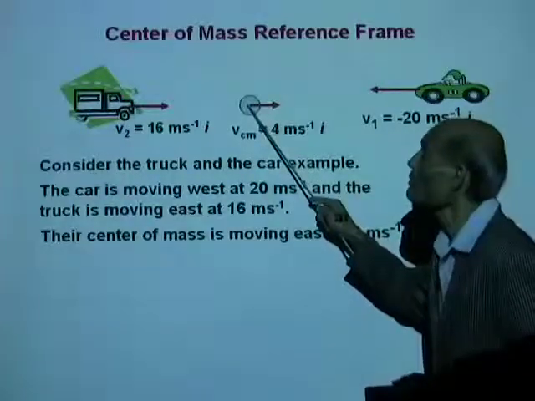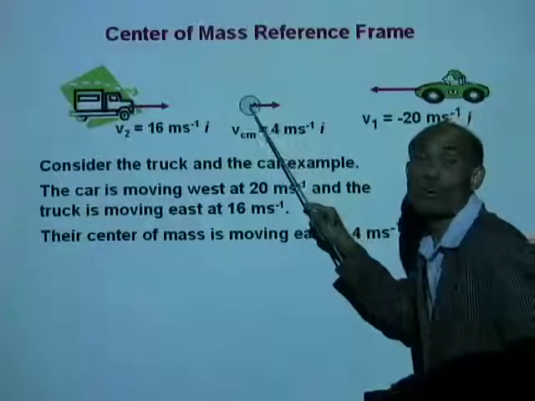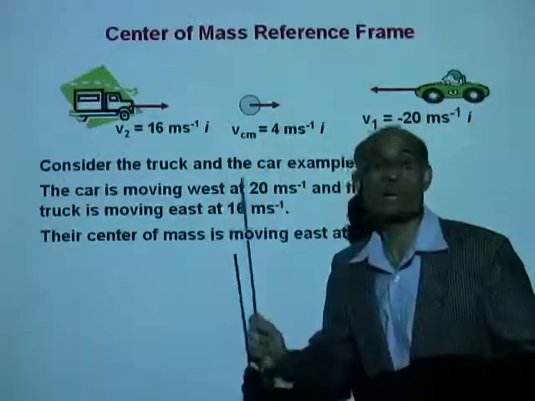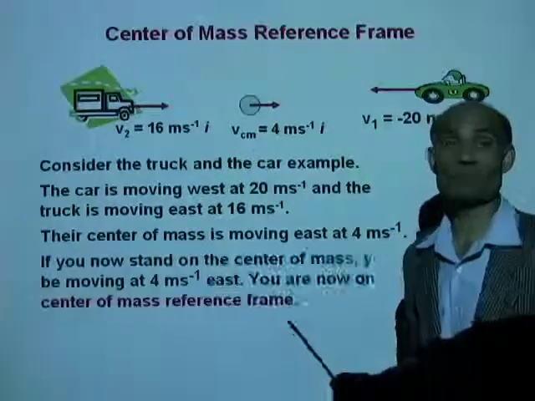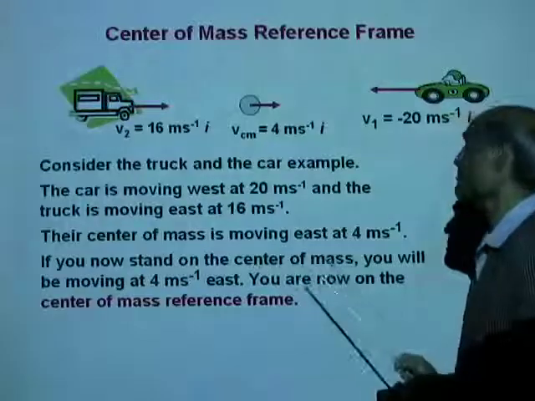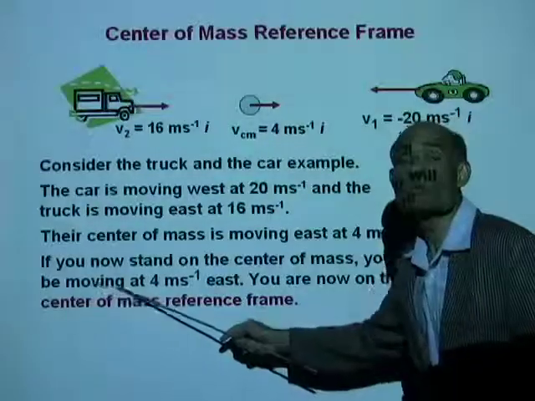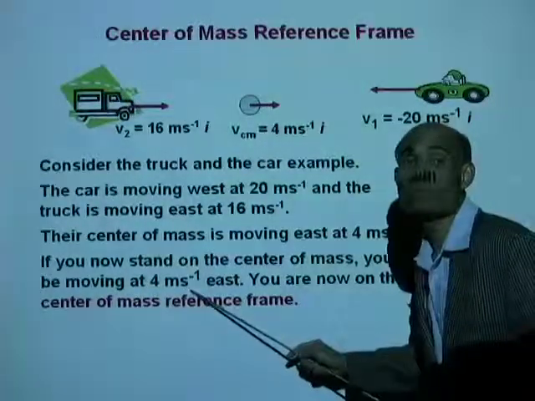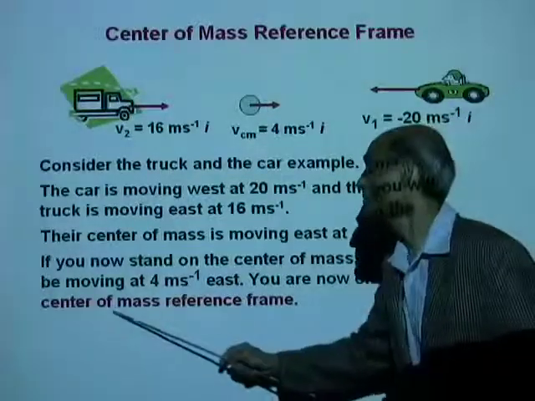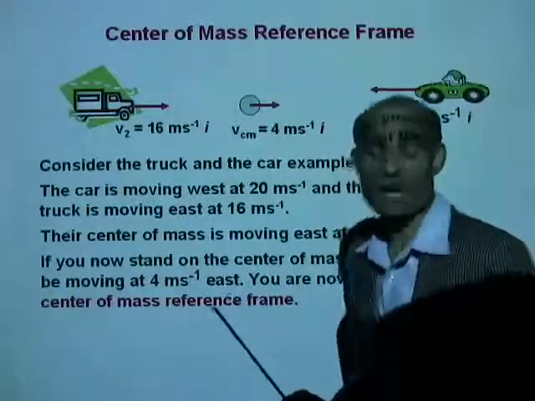So we are now going to observe from the center of mass. We are going to use the center of mass as the reference frame. So if you now stand on the center of mass, you will be moving at 4 meters per second east. You are now at the center of mass reference frame.